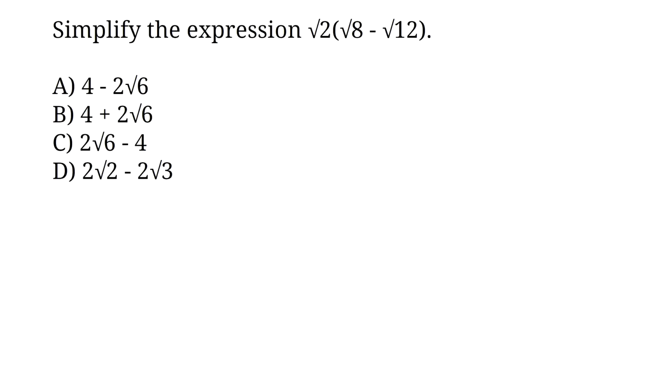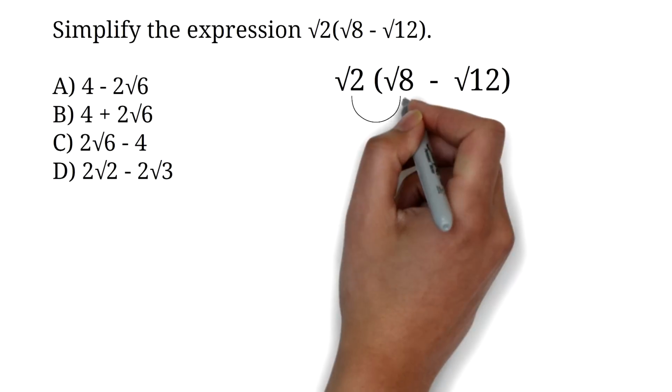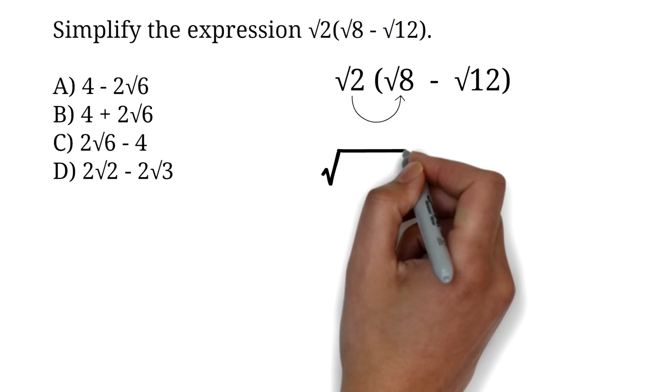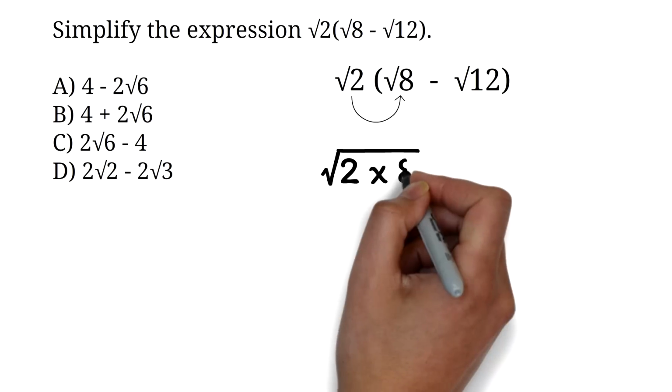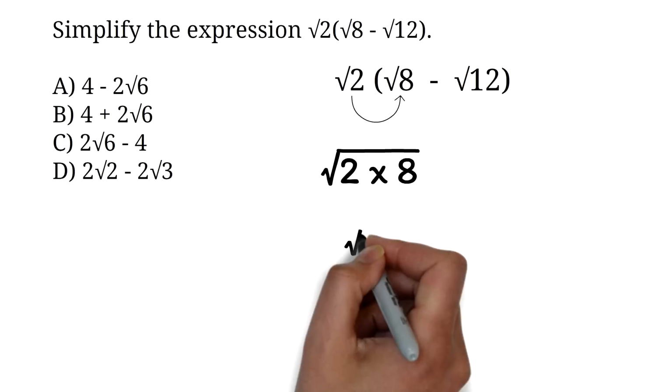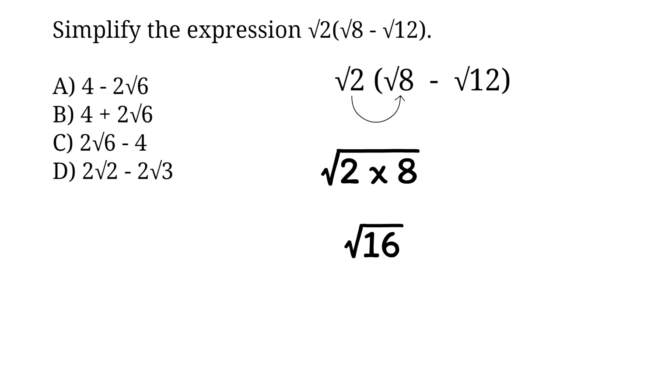To pass the GED, you must be able to perform operations on exponents and roots or radicals. To solve this question, we have to multiply each term in the parenthesis by the term outside the parenthesis. We have root 2 times root 8. Since both values are under the root sign, you can multiply them and place the value under the root sign. 2 times 8 is 16. So we have root 16.